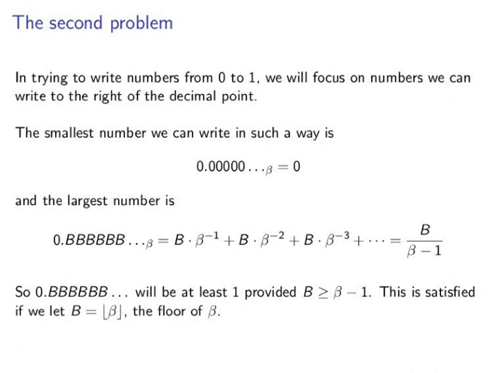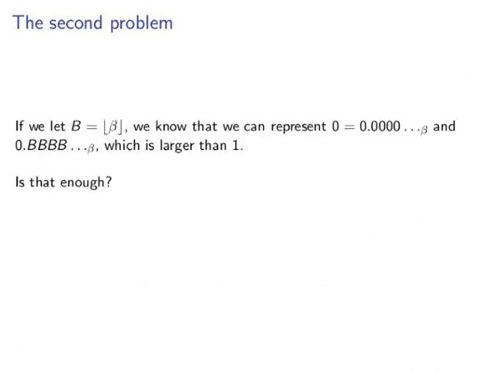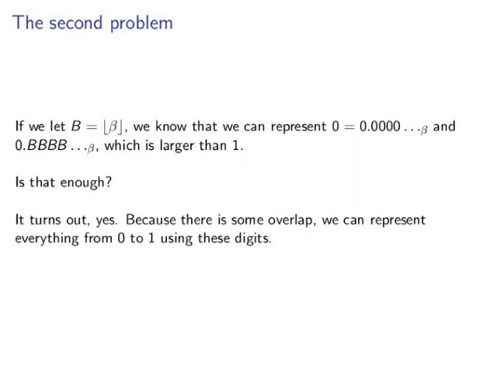This is satisfied if we let b equal the floor of beta, the largest integer less than or equal to beta. So if we let b equal the floor of beta, we know that we can represent 0 as 0.0, and we also have 0.b, which is some number larger than 1. Is that enough? It turns out yes, and we won't go into the full details.